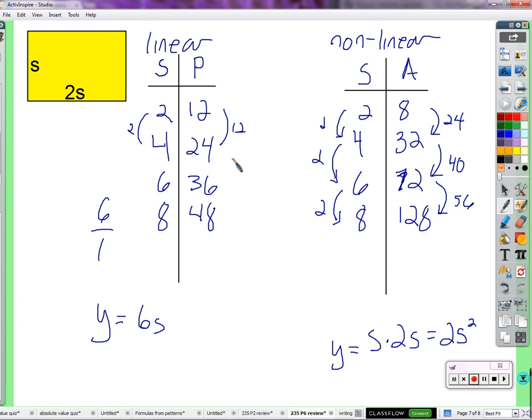Bridger, your question. On our homework, are we just trying to find the pattern and then writing down the formula for finding it? If you have a table, certainly. No, you don't even have to write down that formula. You just have to say, is it linear or not linear? There might be one or two questions that ask you to write a formula, but I don't think there are.